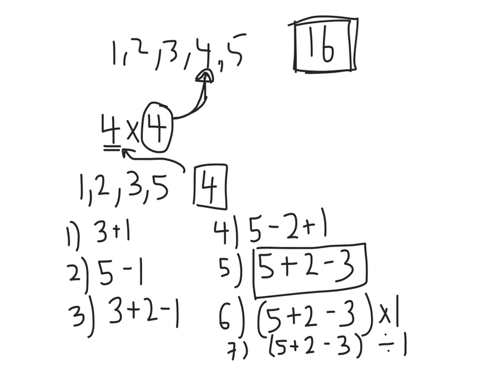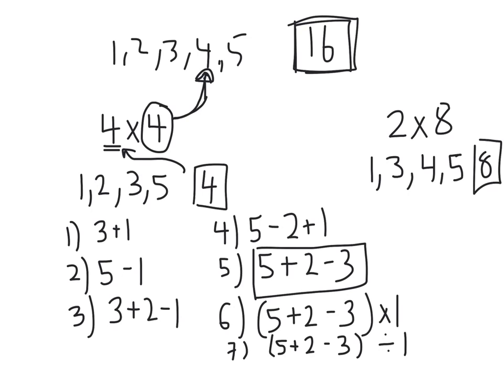Okay, we could also make 16 by doing 2 times 8. Okay, and if you notice, I've got a 2 in my list, so if I'm going to use the 2 from my list, the problem would reduce to trying to make 8 with 1, 3, 4, and 5. And we try to make 8, because if we can make 8 with these numbers, then we can multiply it by the 2 that we've already got to make 16.